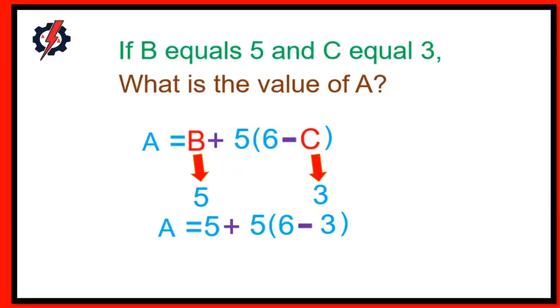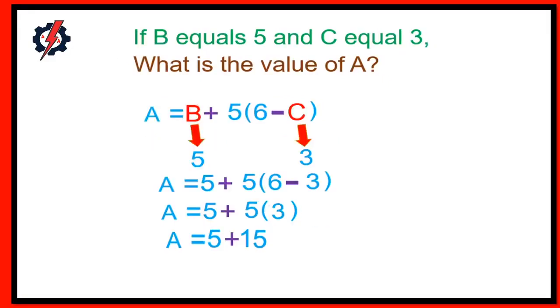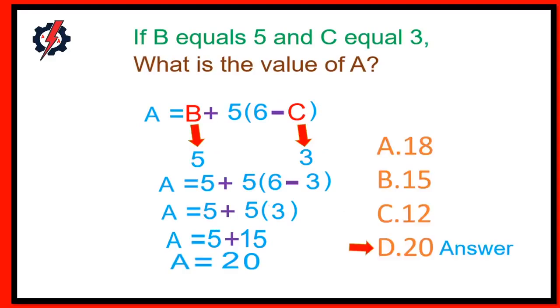Next, we're going to substitute and rewrite the equation to simplify the problem. Rewrite the equation again. A equals 5 plus 15. Then our A is 20. Back to the problem. If B equals 5 and C equals 3, what is the value of A? The value of A is 20.